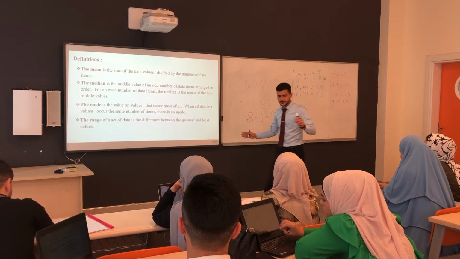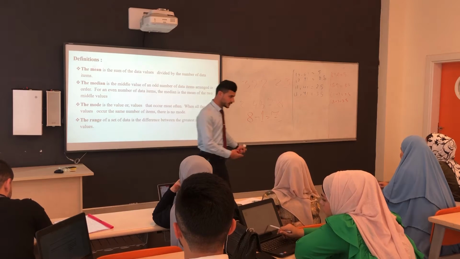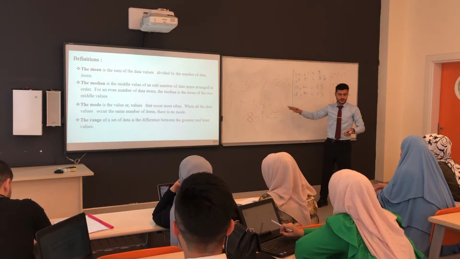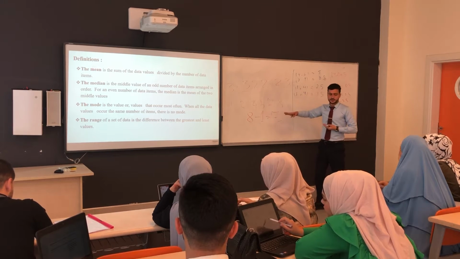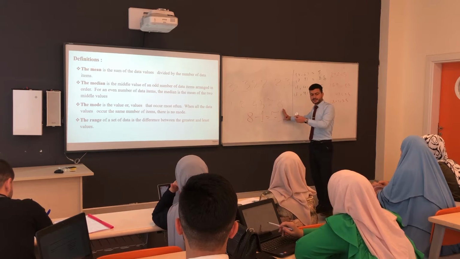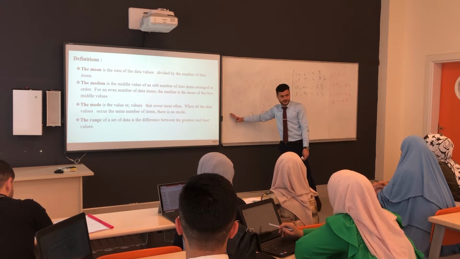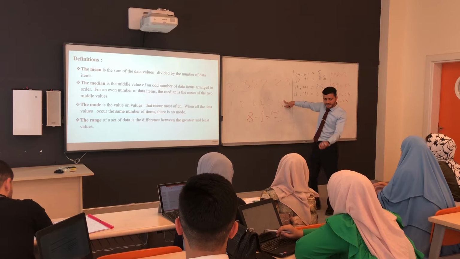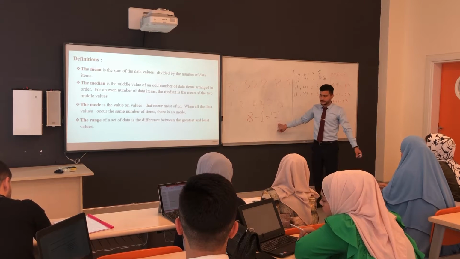You understood? Do you have any problem with that? For the range, in the set, after we arrange it, don't forget that one. First, you should arrange it from the smallest number to the highest number. Then, you have to find the difference between the greatest number and the smallest number. For that, 8 minus 1, it will be 7. So it's the range. Okay.